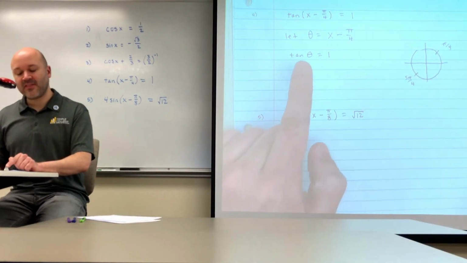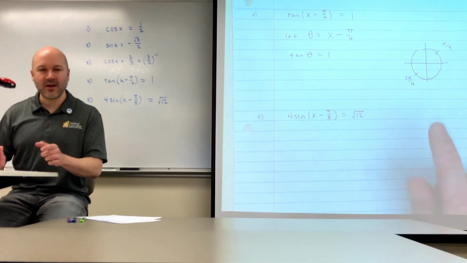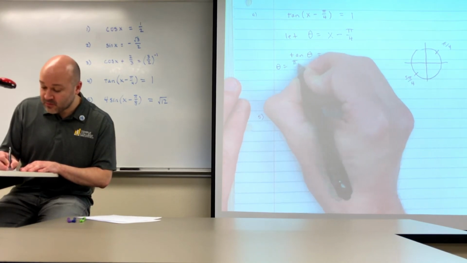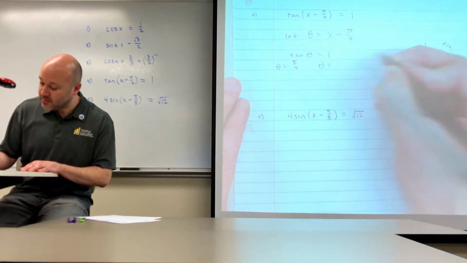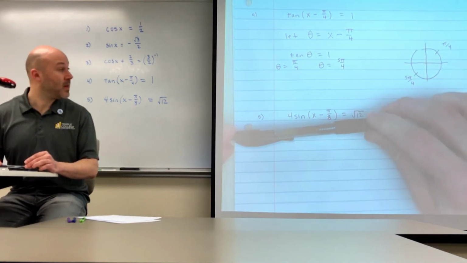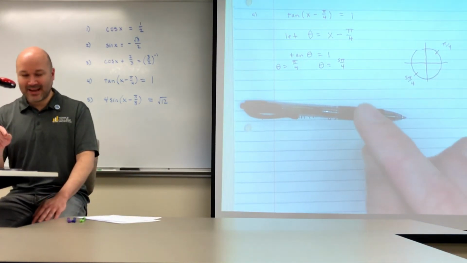Now that's where sine of theta will equal that value. I can go ahead and say that theta would be pi fourths, and theta would be 5 pi fourths. But I need that x.